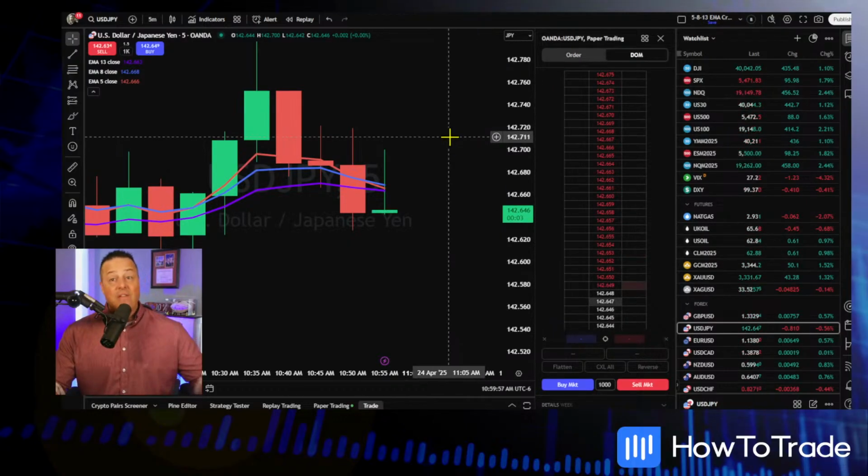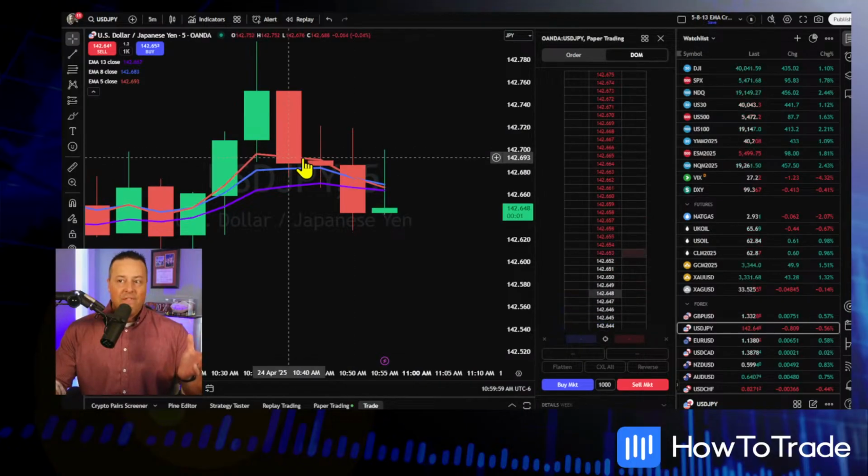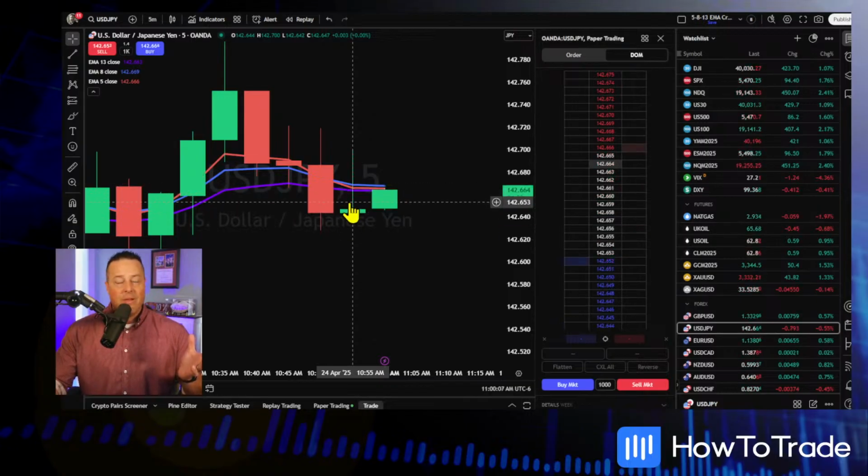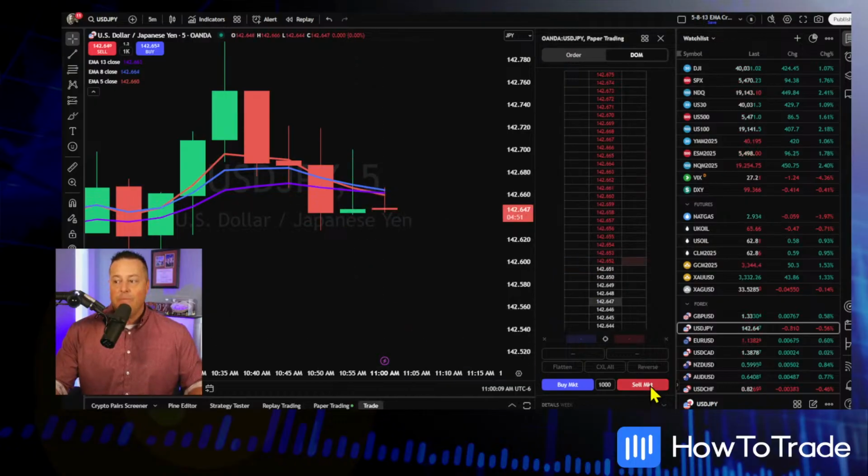So 5-8-13, a quick review of the rules. The 5 is the red moving average. As soon as that crosses under the 8, right there, which is exactly what happened, and price closes beneath all three of them, that's going to be our short signal. So let's go ahead and sell the market.